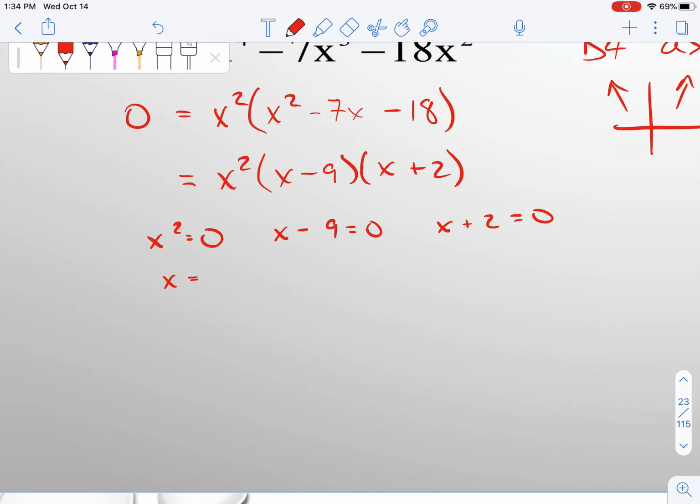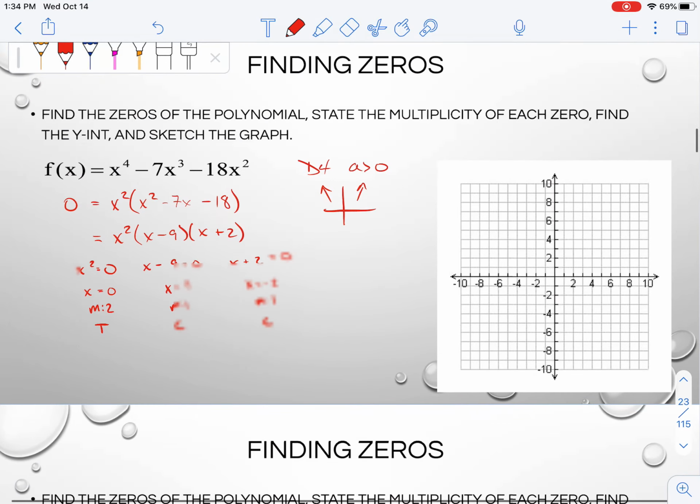For solutions of x equals 0 with the multiplicity of 2, x equals 9 with the multiplicity of 1, and x equals negative 2 with a multiplicity of 1. I'm going to touch at 0, and I'm going to cross at 9 and at negative 2. Also, I have an x-intercept at 0, so I have a point (0, 0) on the graph. This is also my y-intercept. And again, I think this would have been plus 0 out here as well.